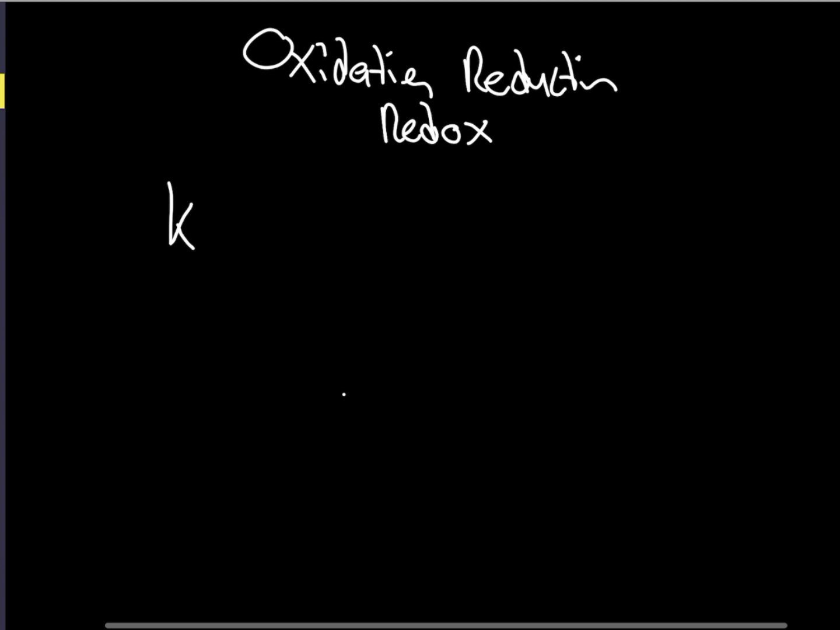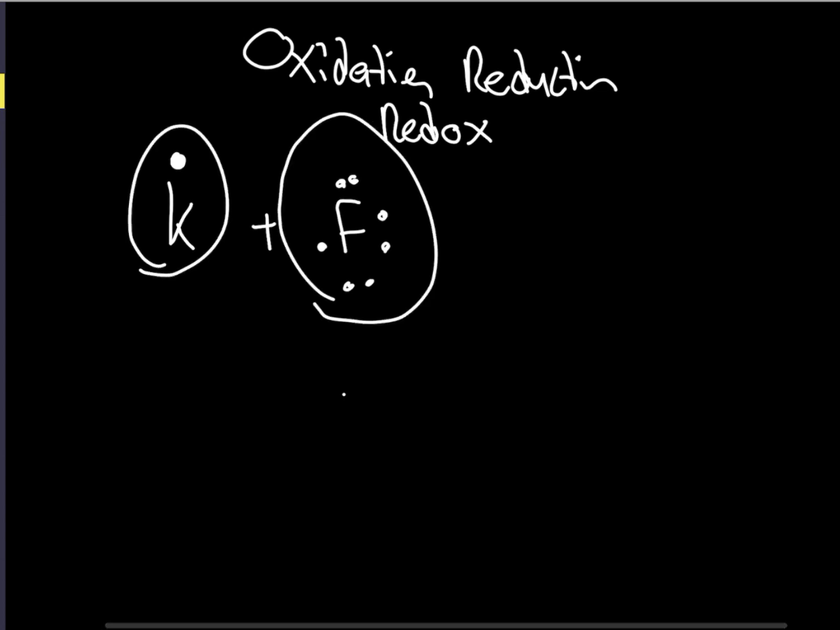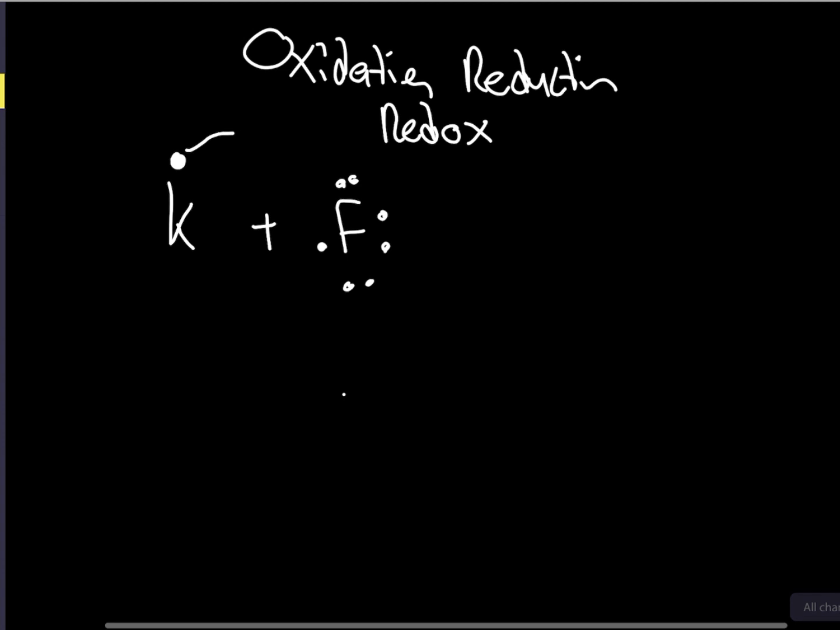Let's say we have potassium, with its one electron, and it reacts with fluorine. Fluorine has 1, 2, 3, 4, 5, 6, 7 electrons. Because both of these atoms want a full valence shell, the potassium transfers its electron to the fluorine. When something loses an electron, that thing is being oxidized.